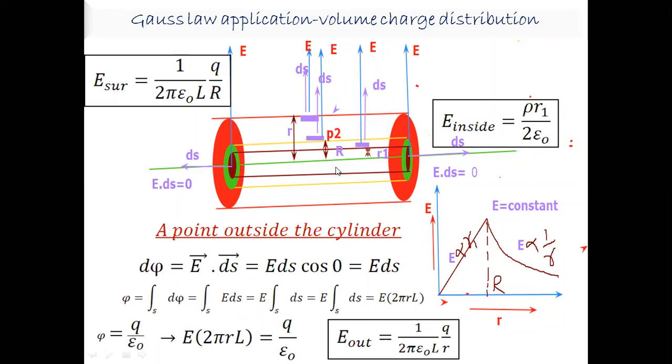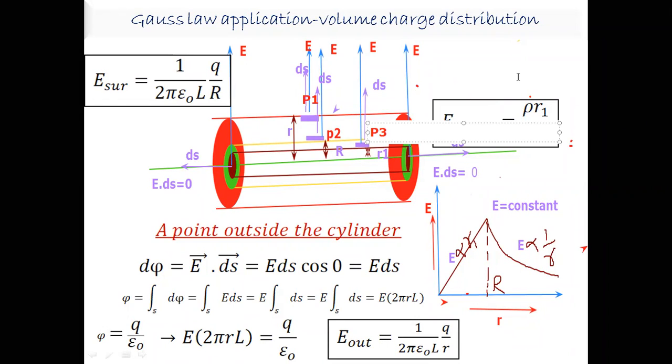Now here, by using Gauss law, we have to find the electric field strength at 3 different points. This is the point P1, the external point. Point P2 is on the surface. Point P3 is inside the cylinder, an internal point. So P1 is the external point, P2 the surface point, P3 the internal point. We should calculate the electric field strength at these 3 points by using Gauss law with the concept of symmetry of the charge distribution.